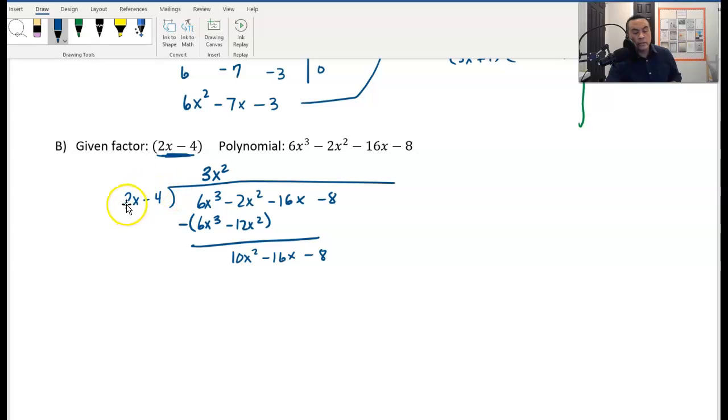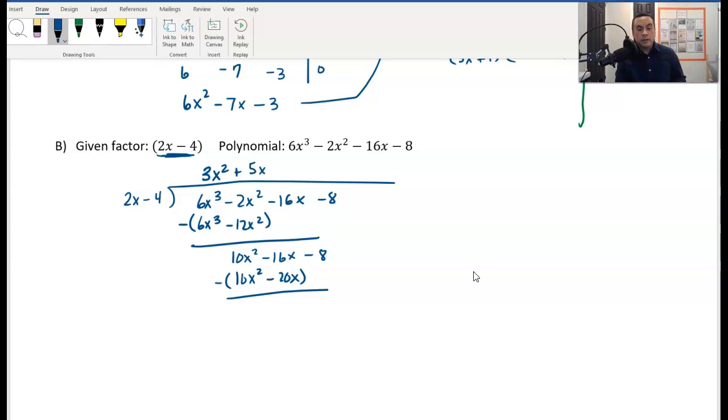Once again, 2x, the first term, times what gives me 10x squared? Well, I think that's going to be 5, right? So positive 5x. That's going to give me 10x squared minus 20x, and we must subtract. You need to put that in parentheses, guys. That's because every year, year after year after year, students forget to distribute that minus sign. That set of parentheses around that term is going to help remind you to distribute that thing.